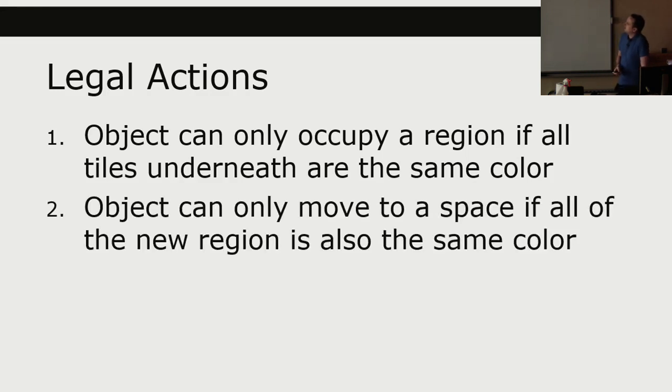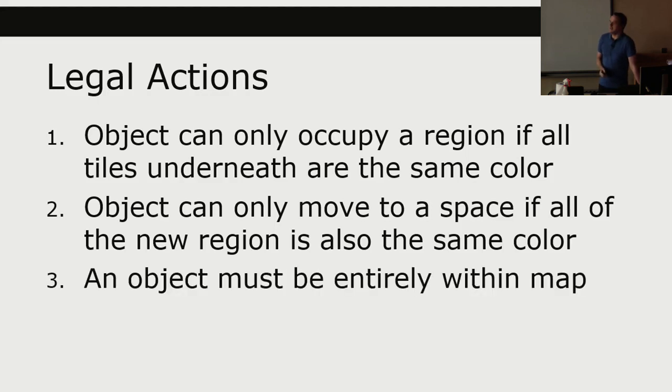An object can only move to a space if all of the new region is also the same color. So when you're moving, there are multiple tiles to check. Okay, and I'll have another example of that. An object must be entirely within the map, and so you can't go below 0 in x or y, but also you can't have an object be on the very corner of the map if it is of size greater than 1, because then only part of it would be within the map.